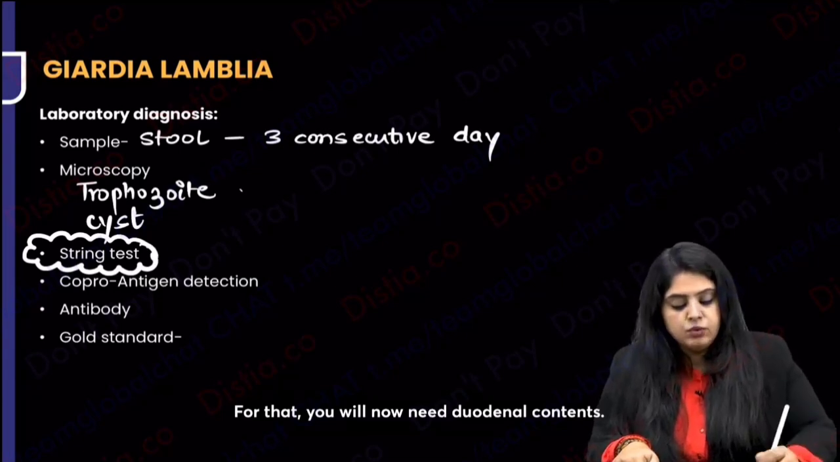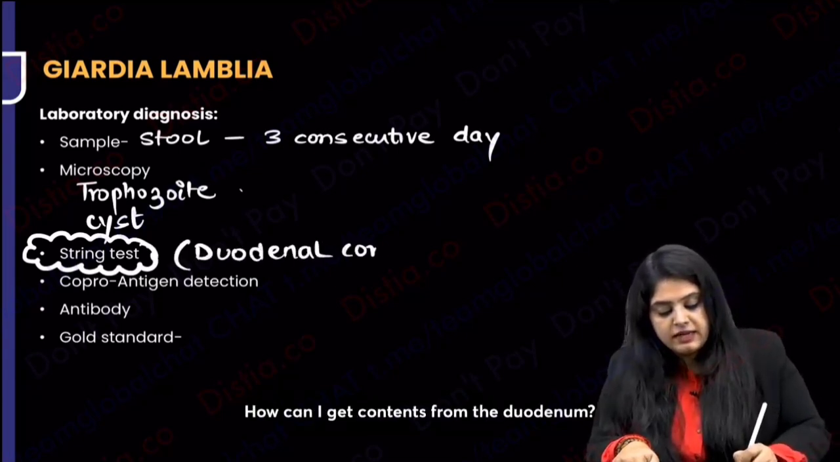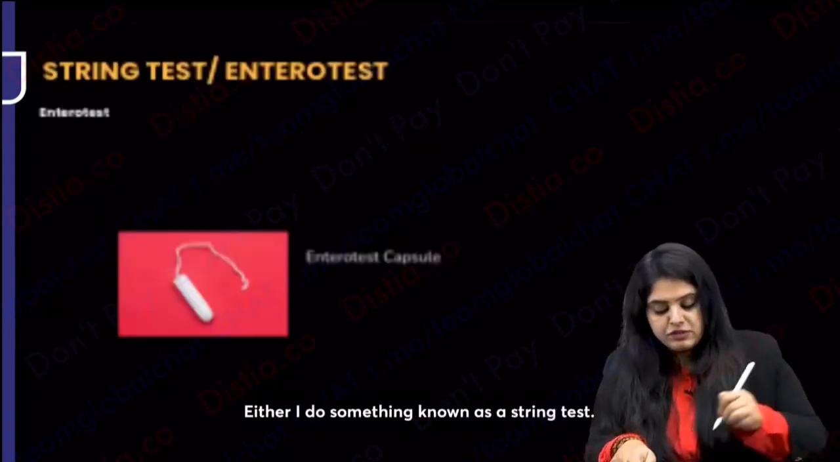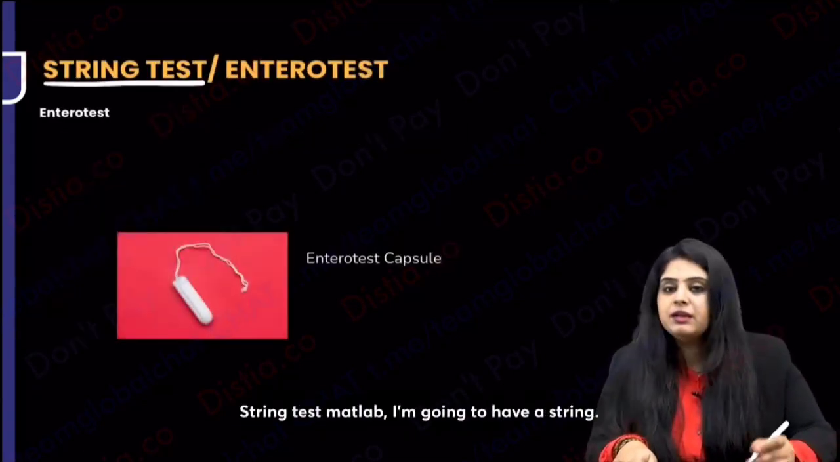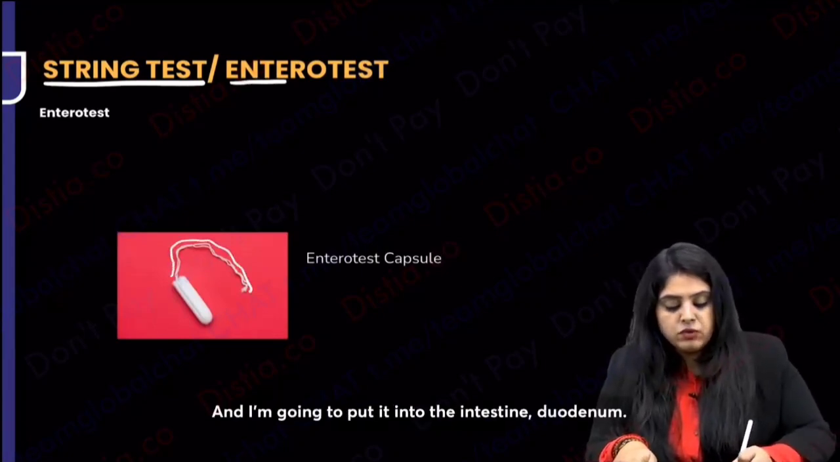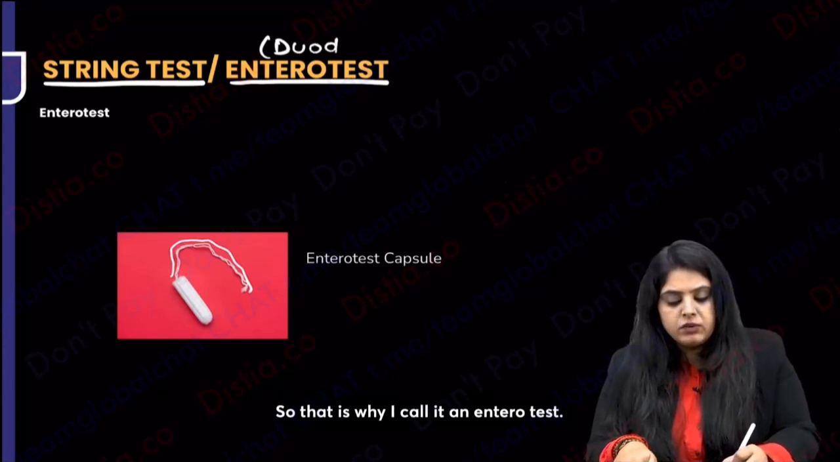For that, you will now need duodenal contents. How can I get contents from the duodenum? There are 2 ways. Either I do something known as a string test. String test matlab, I'm going to have a string. I can see that string over here. And I'm going to put it into the intestine, duodenum. So that is why I call it an entero test.